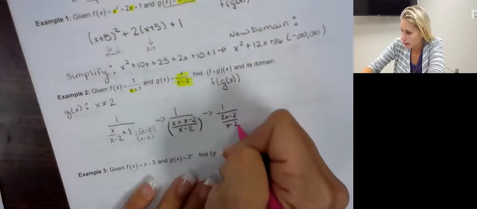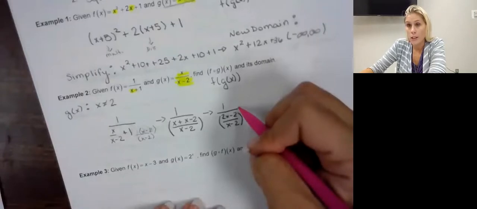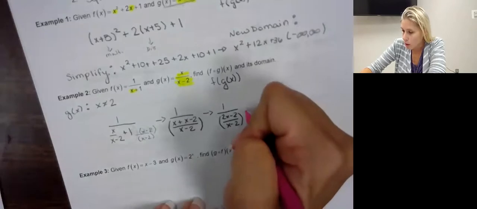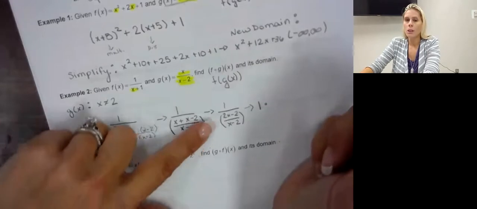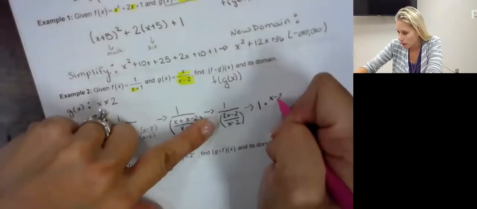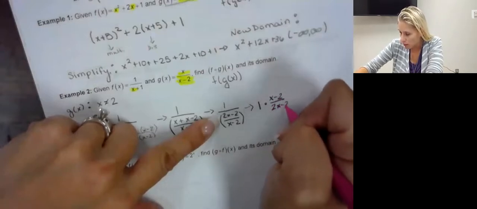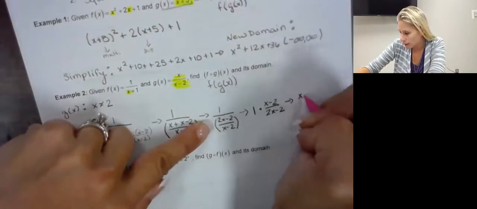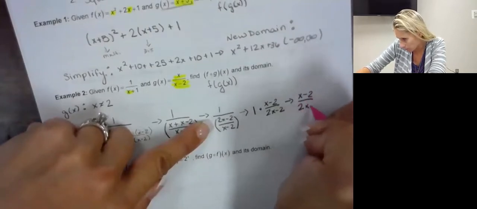Now let's go back to grammar school time. When we have a fraction divided by a fraction, what else can we do? Oh, we can multiply it by the reciprocal. So the reciprocal of this fraction is flipping it. And of course, anything times 1 is just itself. So this is our composite function, okay, or composition.